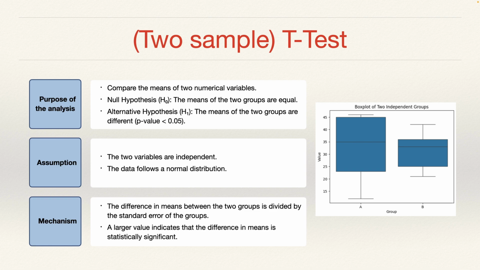Now, going on to the t-test, the purpose of the analysis is to compare the averages of two numerical variables. To put it in simple terms, it allows us to check the average value of two different groups. Let's say we want to see if age is an important factor in predicting fraud. In order to do this, we split the data into two groups, those who commit fraud and those who don't. That would be group A and B on the right side of our graph. Then we compare the two groups using a t-test.